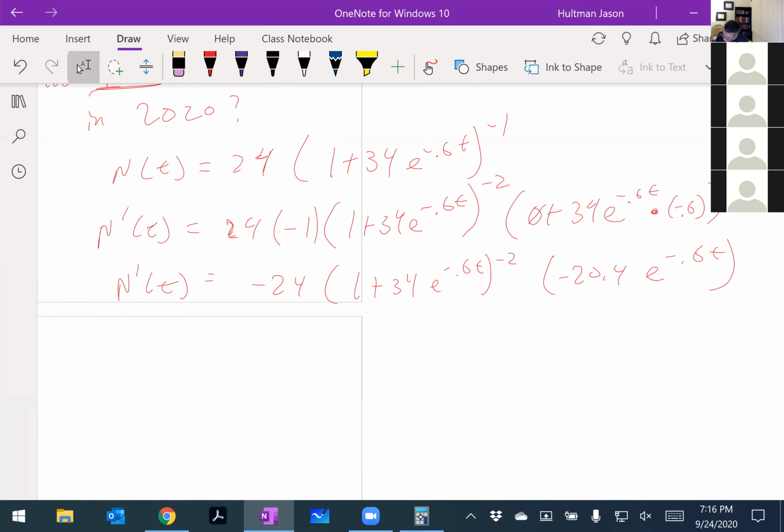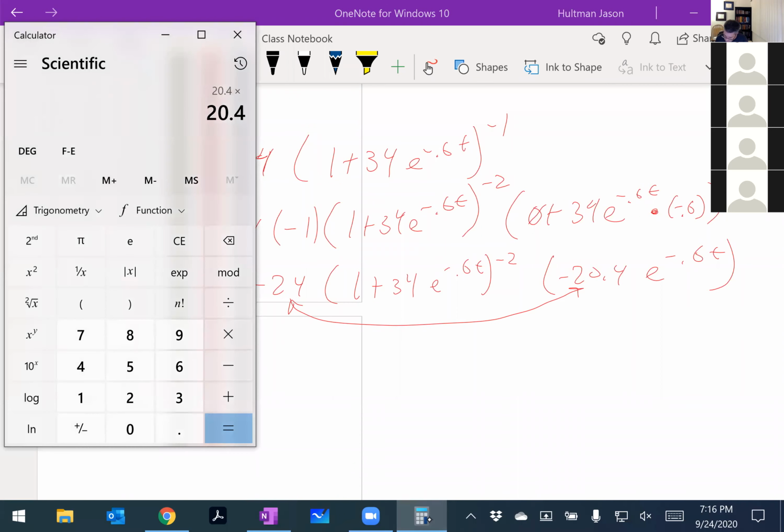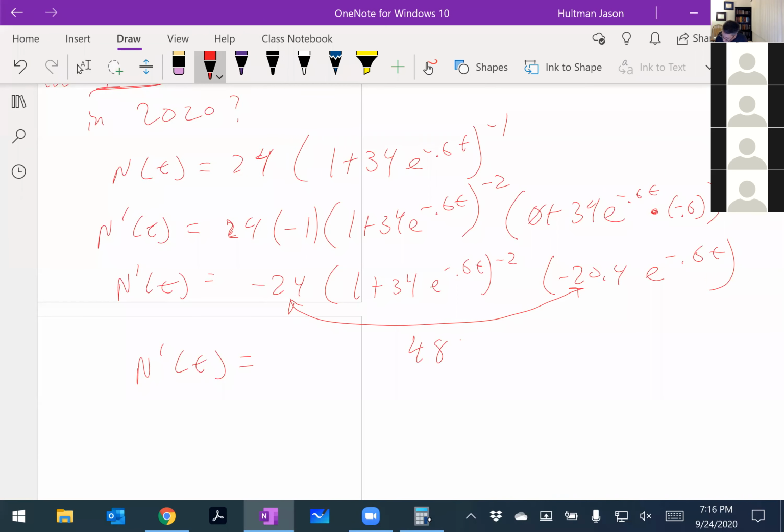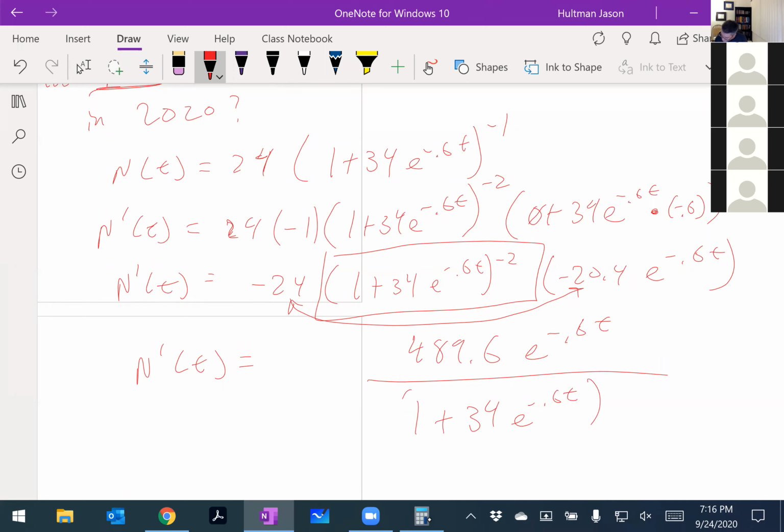Now I'm going to multiply these two together. The negative and the negative will cancel out. So N prime of t is equal to 24 times 20.4, which is 489.6, e^(-0.6t) on top. This whole thing here will drop down below because it's a negative exponent: 1 plus 34e^(-0.6t), squared. Okay, that's cool.